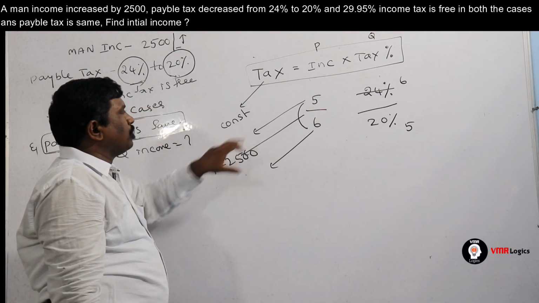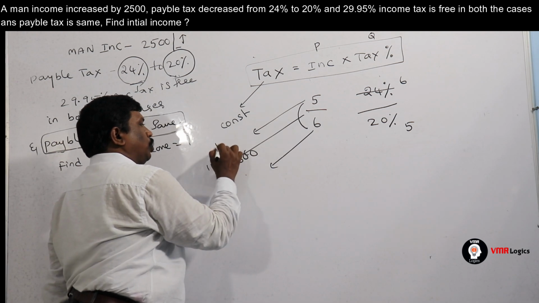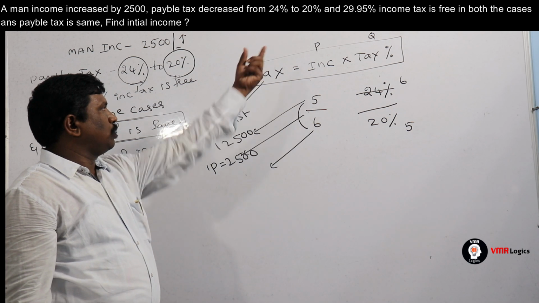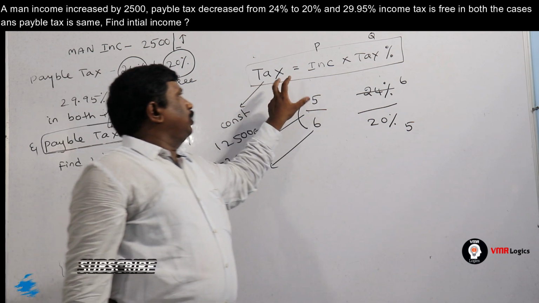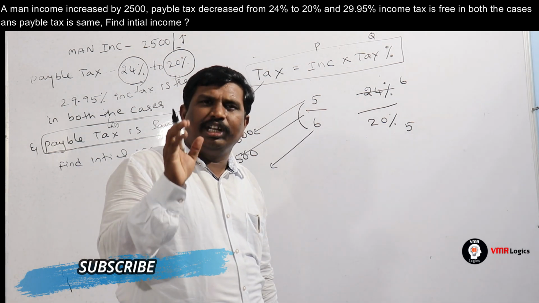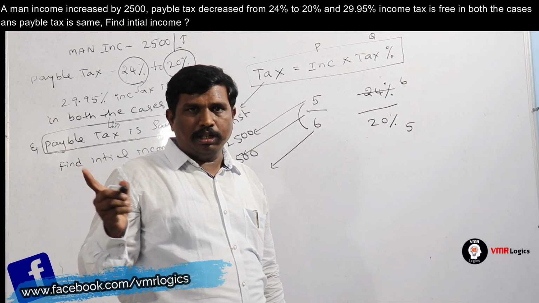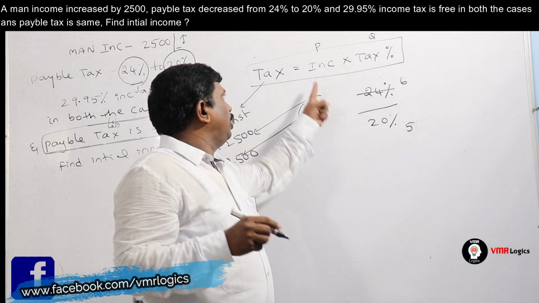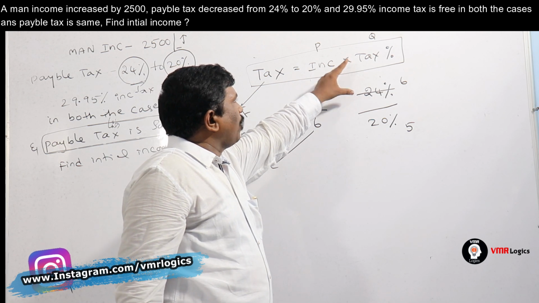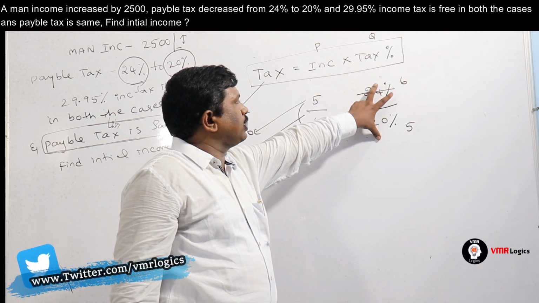The question: initial income is how much? When 1 part is 2,500, initial income is 5 parts, which is 12,500. That is the answer. I repeat, guys, simple question. When in a question anything is constant, you search for it. The payable tax is the same in both cases, right? Now, how do you get payable tax? Income into tax percentage. Now, the tax percentage, if you observe, is initially 24, now 20%. So the Q ratio I got is 6/5.